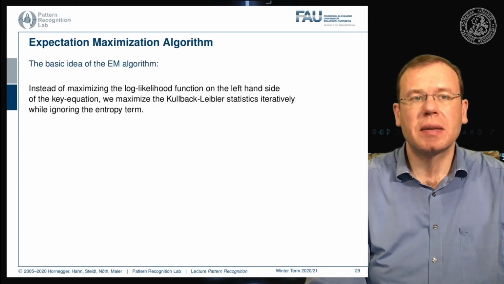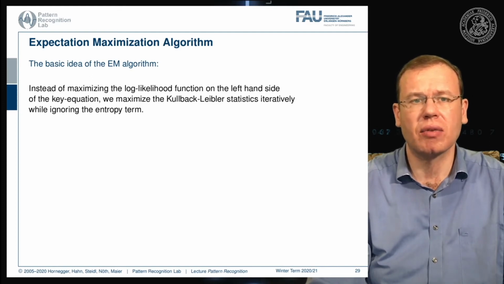So we can say that the basic idea of the expectation maximization algorithm is that instead of maximizing the log likelihood function on the left hand side of our key equation, we maximize the Kullback-Leibler statistics iteratively while ignoring the entropy term.